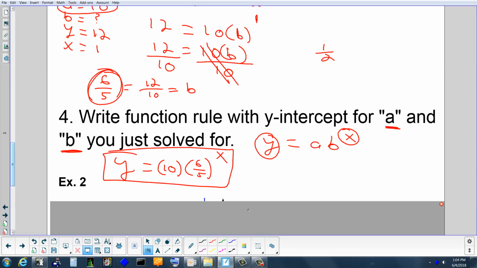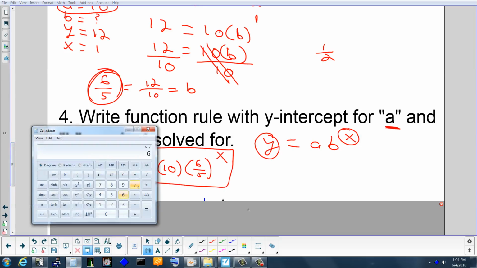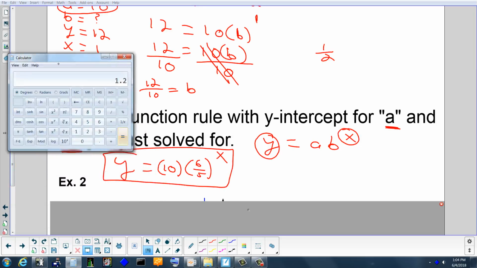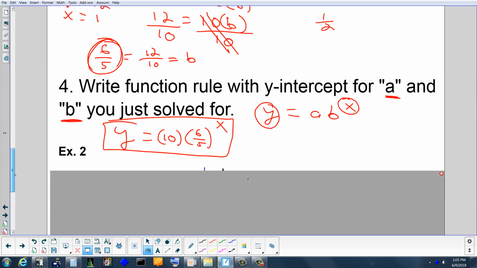Now, in order to be growth, B has to be bigger than what number? 1. Has to be bigger than 1. Let's check what 6 divided by 5 is. It's 1 and 1/5, exactly 1.2. So it's just barely growth. It's a little bigger than 1, not a lot bigger. And that's it. That's how you do this kind of problem.